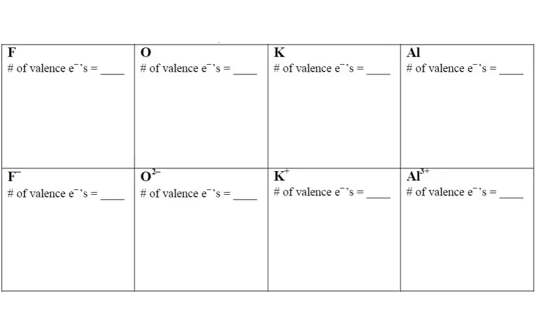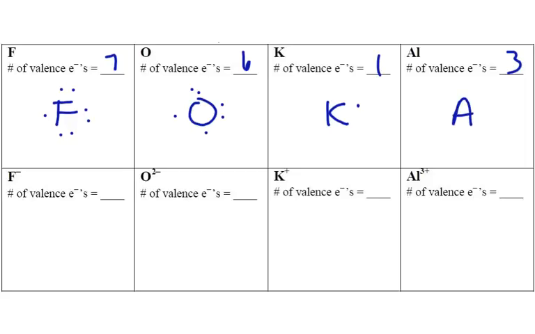Now we're just going to work our way through the various problems. First off, we're going to start with some very simple ones. If we're using a periodic table, we'd look up fluorine and find out that it has 7 valence electrons. Oxygen has 6, potassium has 1, aluminum has 3. So if we wanted to draw this, we would just give fluorine the way I do this is we put 1 on each side before we start doubling them up. Here's oxygen, we go 1, 2, 3, 4, 5, 6. And for potassium, we just have 1. And aluminum, then we have 1, 2, and 3.